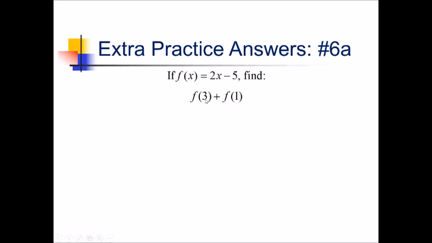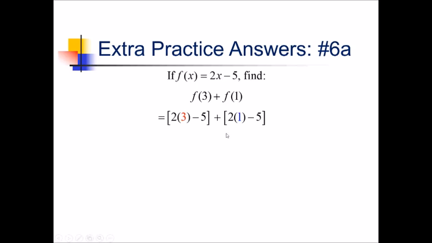F of 3, that's going to be 2 times 3 minus 5. I'm going to replace the x here with a 3, and I'm going to keep that in its own bracket just so I keep it separate from all this other stuff. F of 1 now, that's going to be plugging 1 in for x, so 2 times 1 minus 5, and I'm going to add that in its own bracket over here.